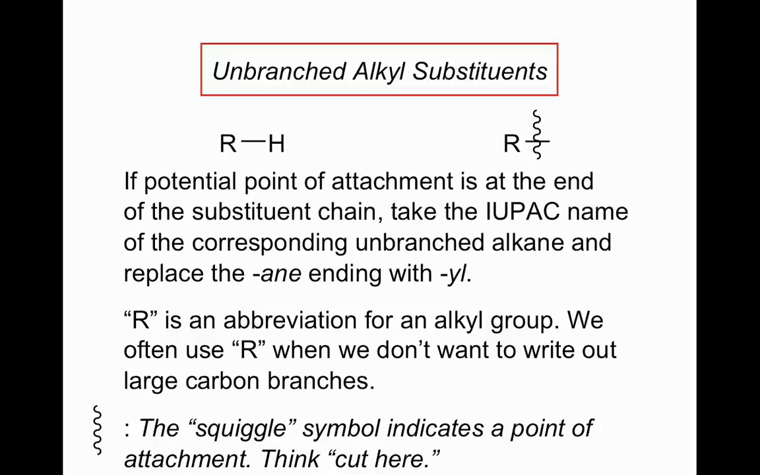To name an unbranched alkyl substituent, simply take the IUPAC name of the corresponding unbranched alkane, replace the ANE ending of that name with the letters YL, pronounced ill, and you have the name of the alkyl substituent. Remember, R is just an abbreviation for the alkyl group. We'll learn the specific names of the alkyl substituents on the following slides.